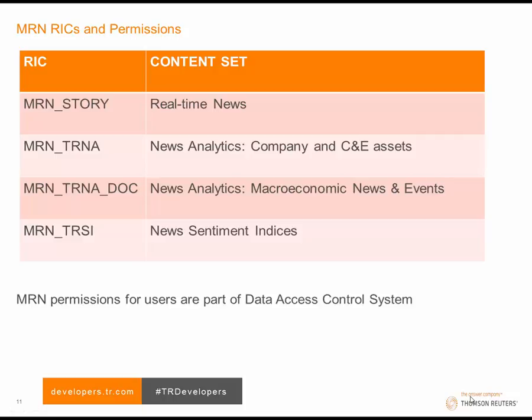As Thomson Reuters developers, we like to understand the content set in terms of rigs used to subscribe to the data. These are the rigs that we use to subscribe to MRN data. MRN story is real-time headline and story newsfeed. MRN TRNA is news analytics on assets, companies, and commodities. MRN TRNA doc is news analytics on other potentially market-moving news articles. And MRN TRSI is an index of news analytics where sentiment scores are aggregated per time intervals.